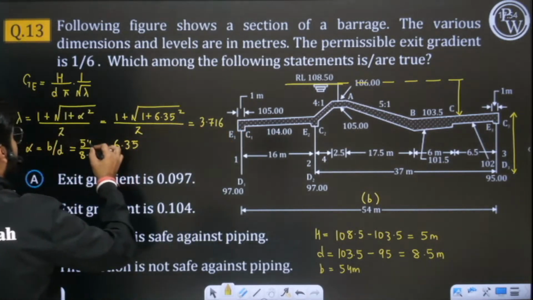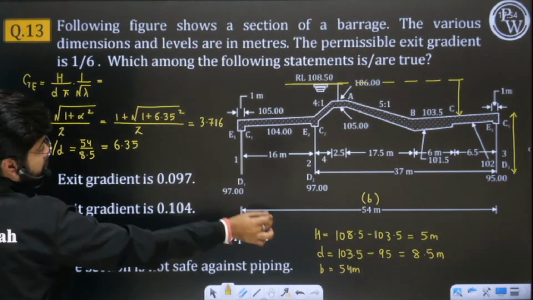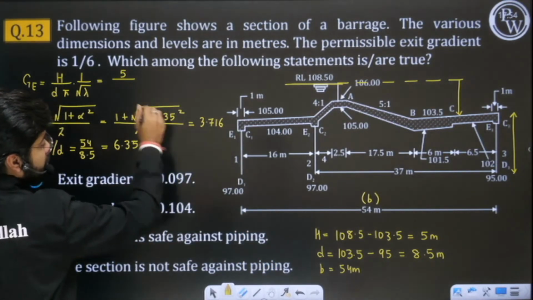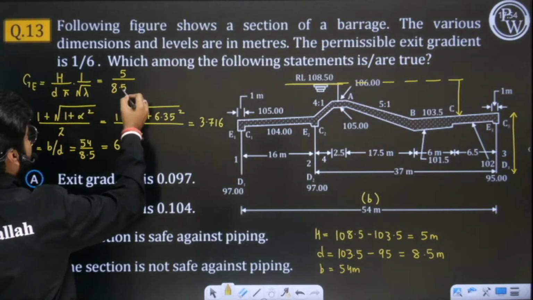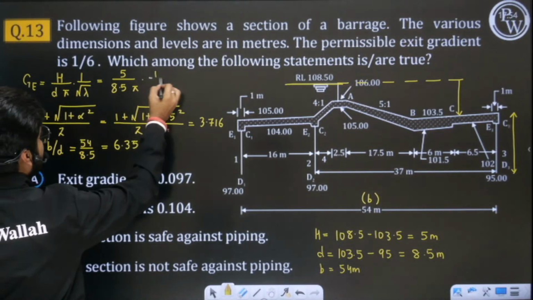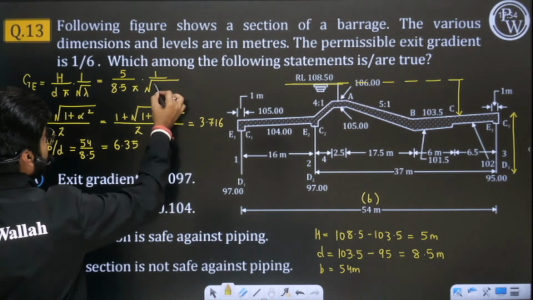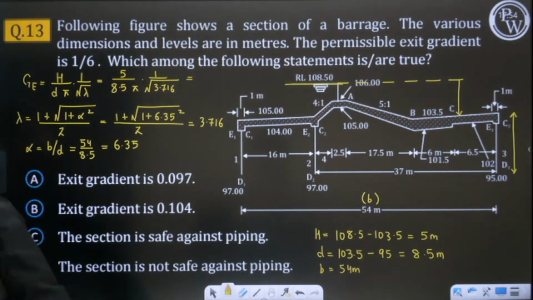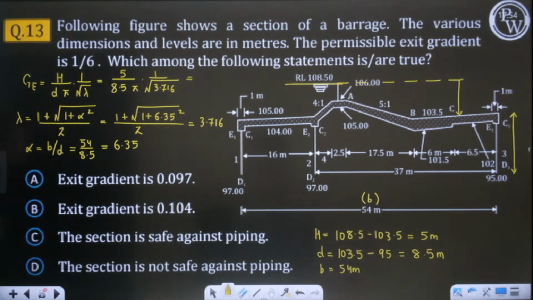And now put this lambda here. H is 5, d is 8.5, pi you all know, and lambda is 3.716. So what is the value of exit gradient which you are getting here? Tell me. Solve it. How much value are we getting here? What is the value of exit gradient that we are getting here?